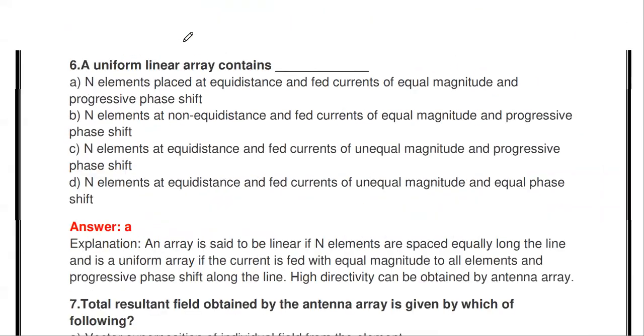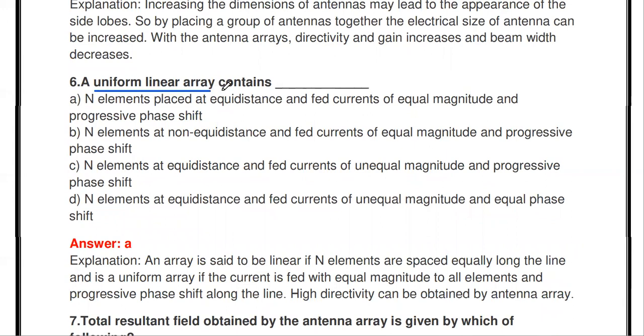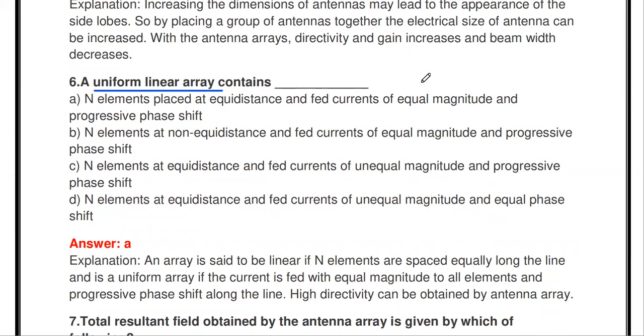The next one, a uniform linear array. A uniform linear array contains N elements placed at equal distance and fed with current of equal magnitude and progressive phase shift. N elements at non-equal distance and fed with current of equal magnitude and progressive phase shift. N elements at equal distance and fed with unequal magnitude and progressive phase shift. N elements at equal distance and fed with current of unequal magnitude and equal phase shift.